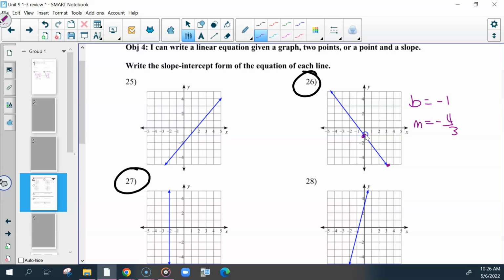And then you would take your slope and your y-intercept and put it in the form y equals mx plus b. So your m would go first, then x, and then whatever your b value is. I know some of ours may have been different, but do we have questions on that part?